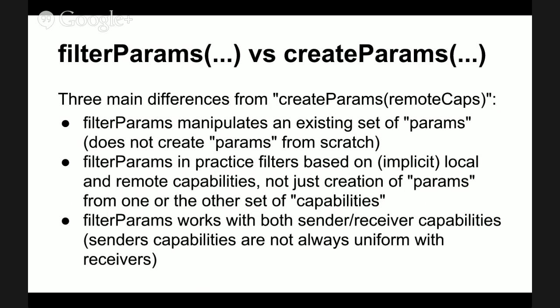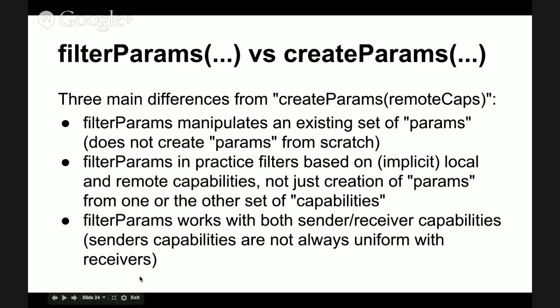So the 3 big points here is that filter parameters works upon existing parameters, whereas create parameters creates you new stuff. Filter parameters actually implicitly filters local capabilities, but can work against remote capabilities. And filter parameters works on both receiver and sender capabilities, which you have to remember are not necessarily uniform, meaning that your sender capabilities and your receiver capabilities are not always the same. Okay?